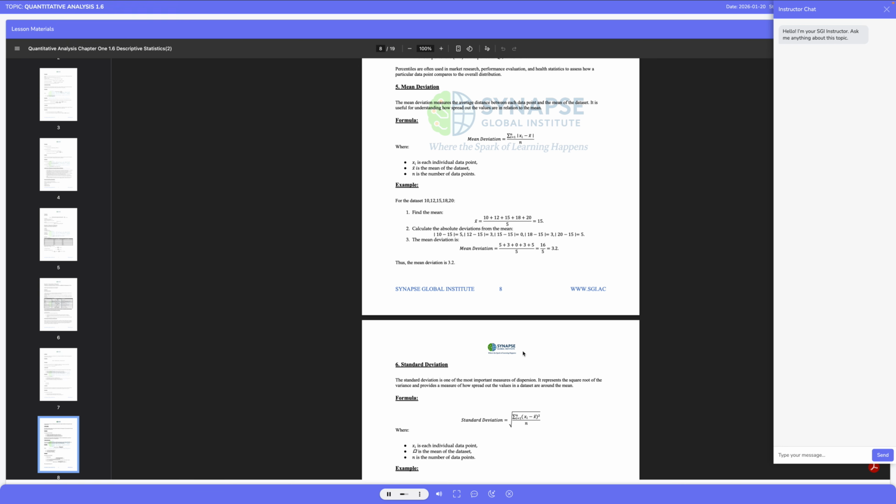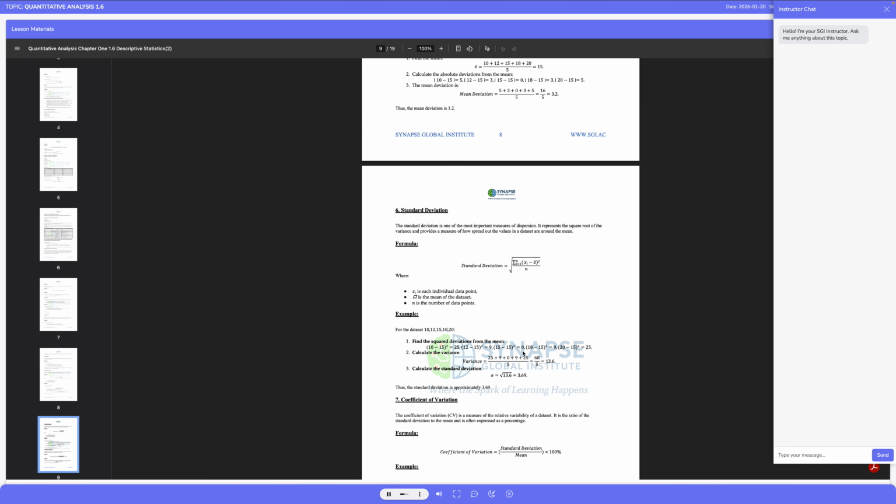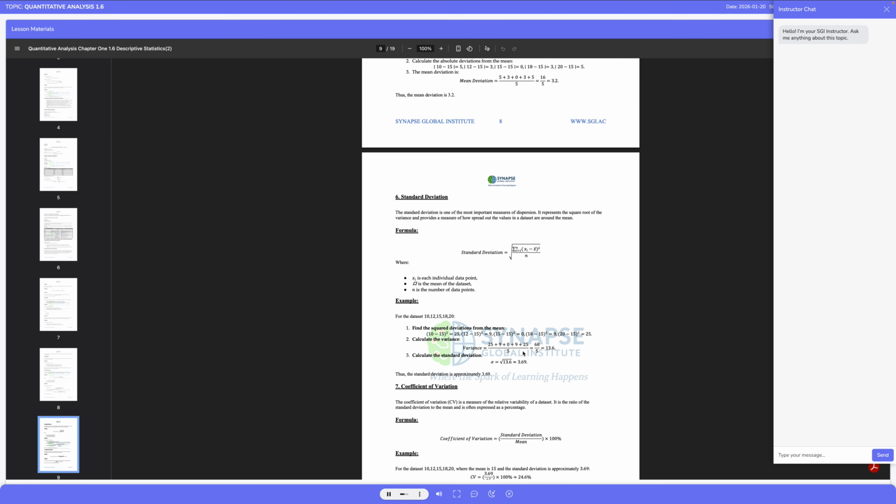One of the most important measures of dispersion is the standard deviation. The standard deviation measures how far data values typically deviate from the mean and is widely used in business, finance, and economics. It is defined as the square root of the variance.